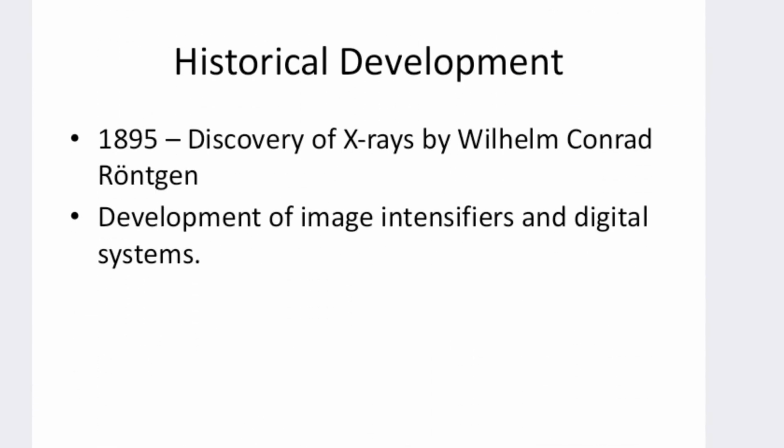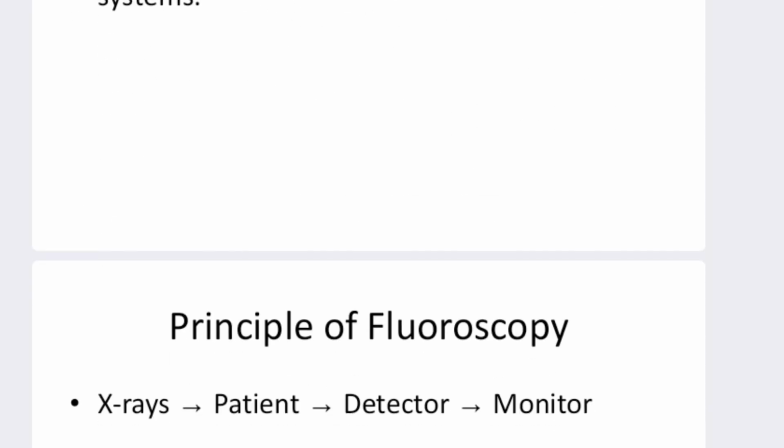Next is the history. In 1895, X-rays were discovered by Wilhelm Conrad Röntgen. This led to the development of image intensifiers and digital systems. The fluoroscope was mainly made in the year 1896 by Thomas A. Edison, who was the first to discover the fluoroscope.